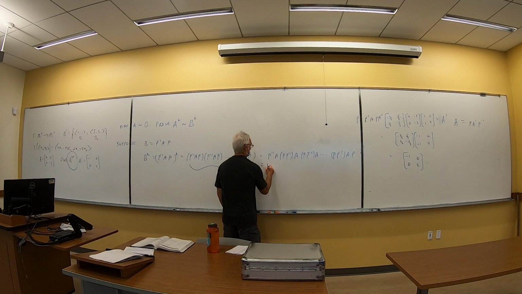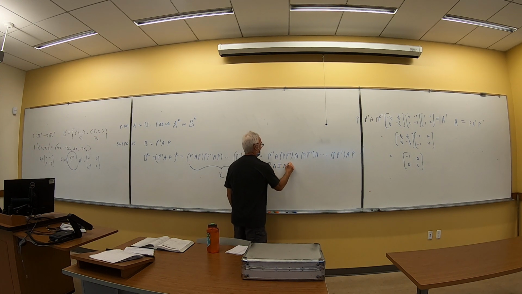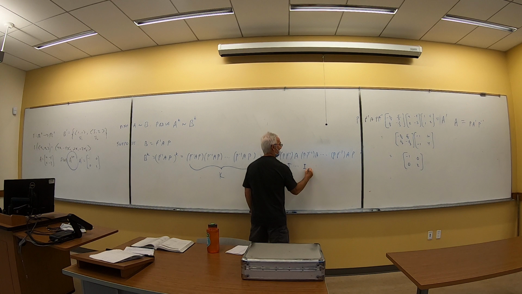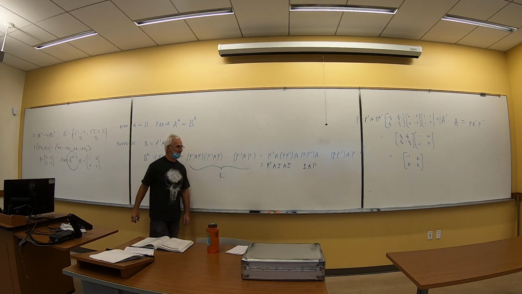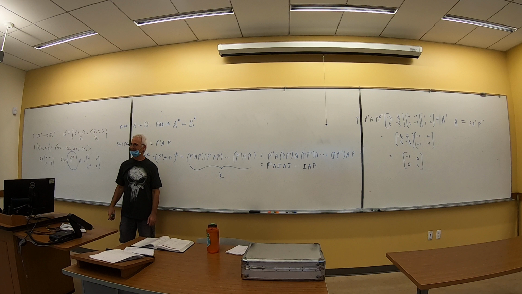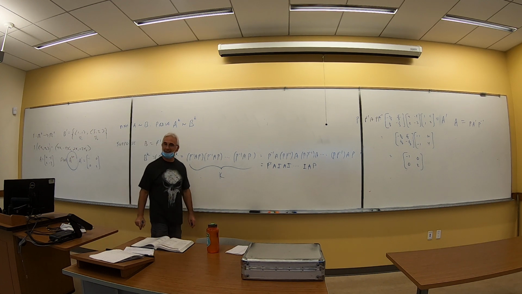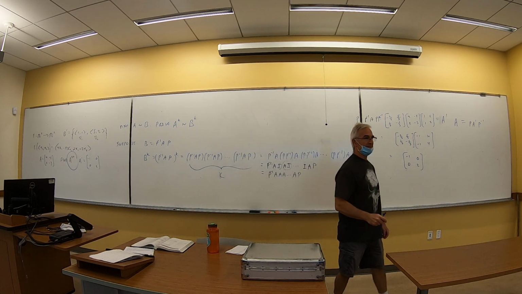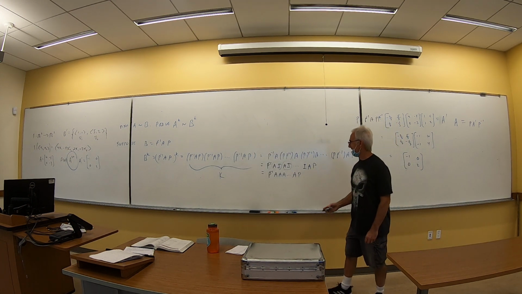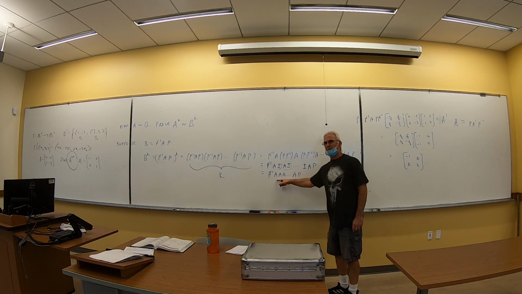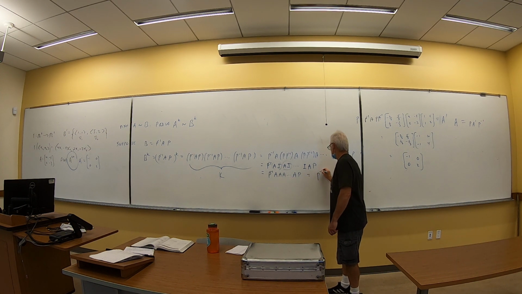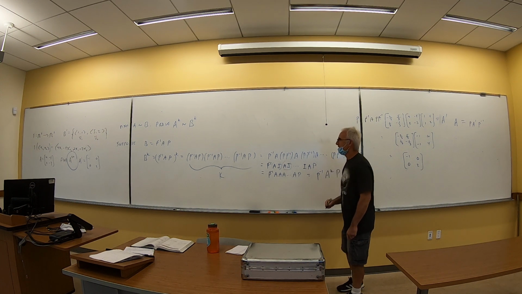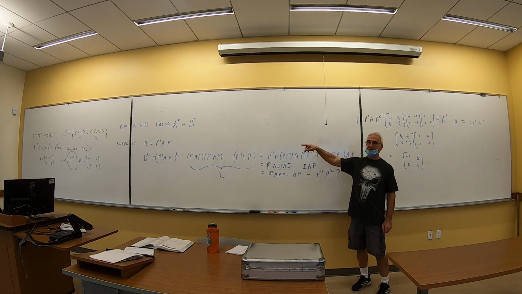So what does this now become? Because every time I have a P inverse P, that's the identity. And every time I have an identity, what is that? That's just A. So now what have I got? Oh, how many A's, by the way? K. Still K of them. We're finished. B equals P inverse AP.